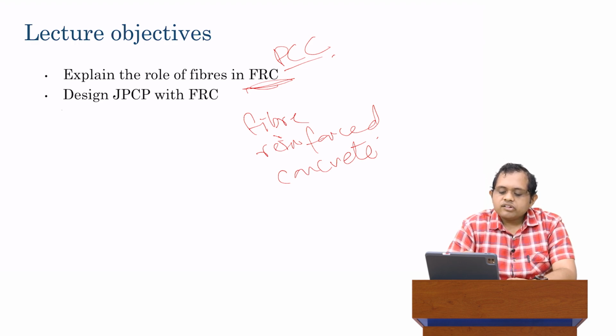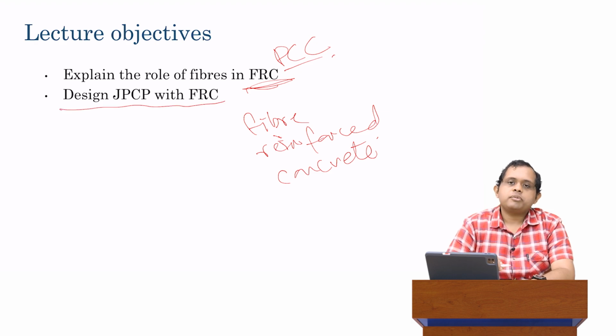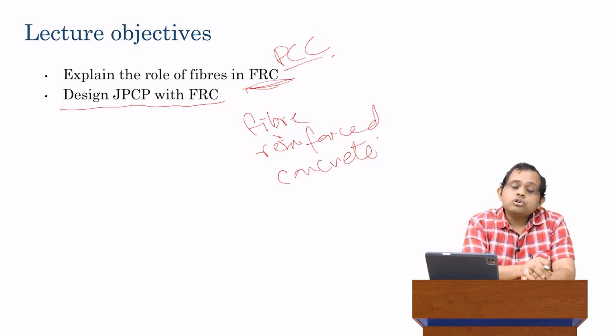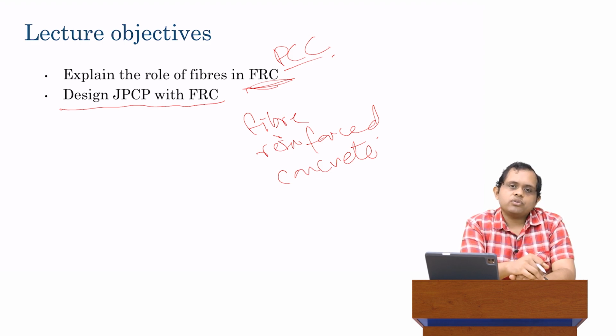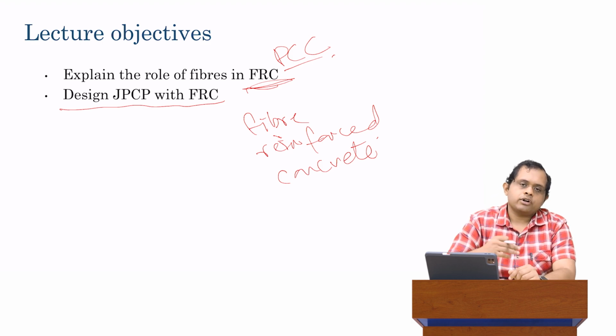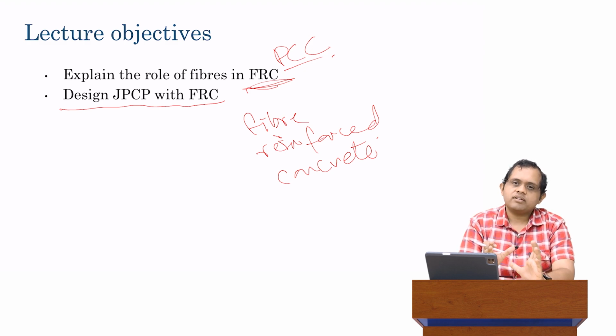And then finally, we will see how we design JPCP with FRC. I'm not going to do the entire repetition. As we'll see, the design of JPCP with FRC is very similar to the design of JPCP with normal PCC, but there's a slight correction which we have to make to the endurance limit, and we'll talk about that in today's lecture. So we're not going to repeat an entire exercise on it. I'm just going to tell you a little bit on how we can modify the JPCP design we learned previously to account for the existence of fibers in our concrete.